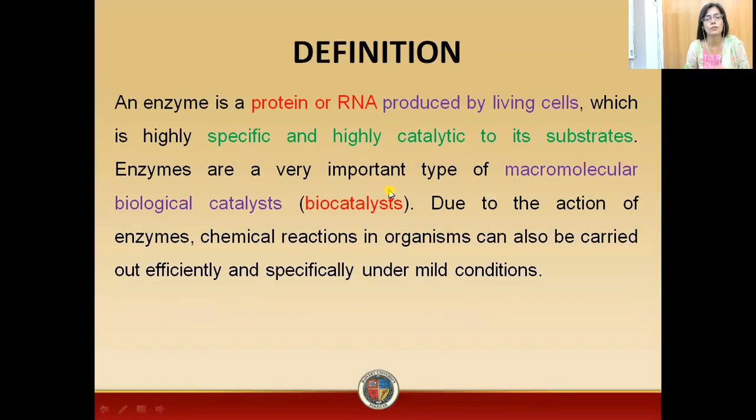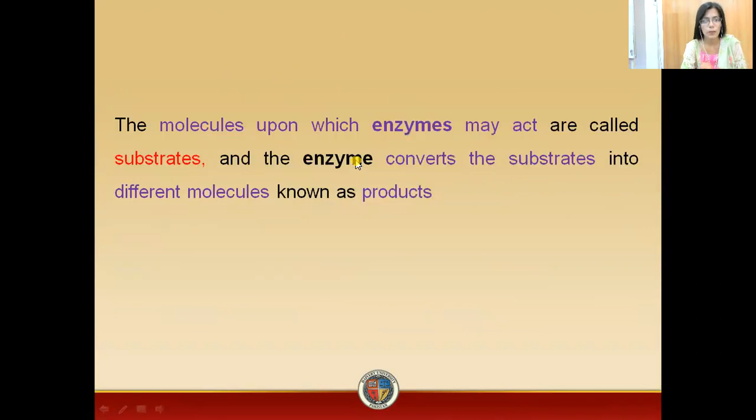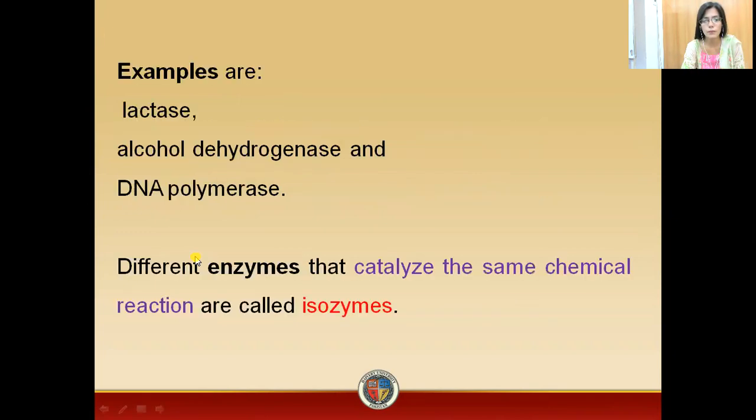Now, what is the definition of enzymes? Enzymes are proteins or RNA which are produced by the living cells and are highly specific and highly catalytic to the substrate. So these are macromolecular biological catalysts, also known as biocatalysts. Enzymes act on molecules, and these molecules are called substrates. After acting on these substrates, the enzymes convert them into different molecules, and we call these different molecules products. Now, what are examples of enzymes? Lactase, alcohol dehydrogenase, DNA polymerase.